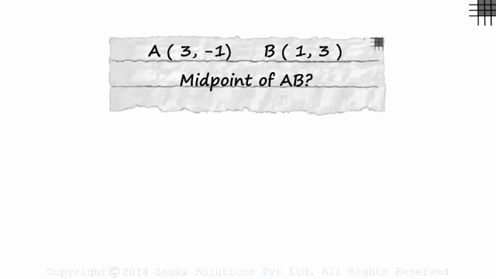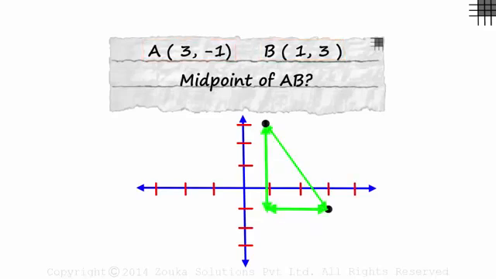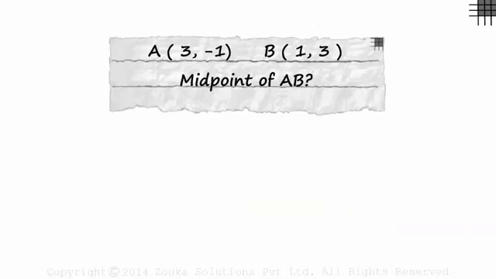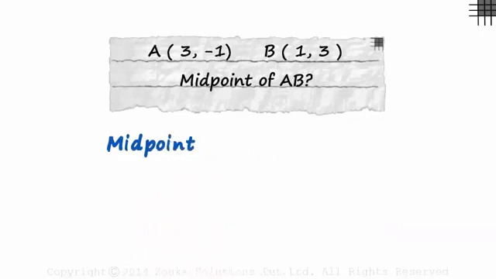The most obvious way would be to plot these 2 points, form the segment, find its length using the Pythagoras theorem, mark the midpoint, and then find its coordinates. Unfortunately, you won't have so much time in your competitive exams. Finding the midpoint should take you a maximum of 5 seconds.